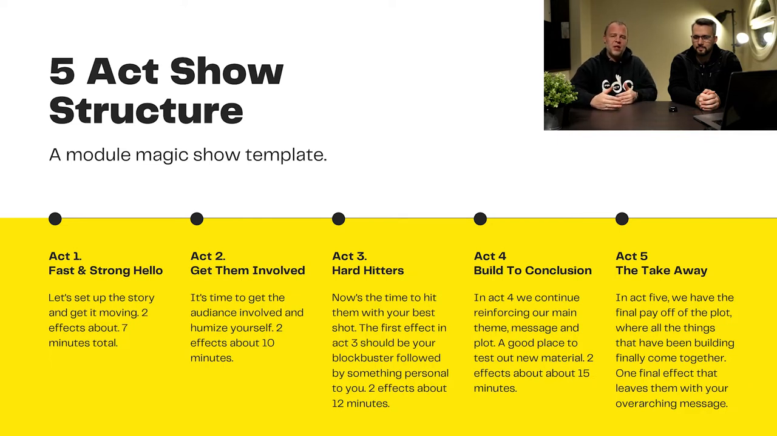And I usually finish up act three with either a show of skill. So maybe I'll do 51 cards to pocket, something that shows I'm talented sleight of hand wise, or another personal piece, a story about me or something that is really fun for me to perform. Something I just enjoy performing, my rope routine, I really enjoy performing.